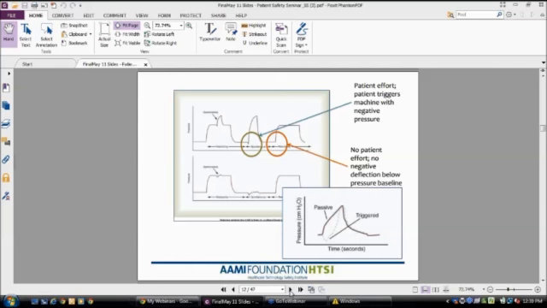So the patient generates a certain amount of negative pressure, and then the breath is delivered. On the next breath, you can see in the orange circle, there's no negative deflection before the machine breath is given, telling us that that's truly a machine-delivered breath.